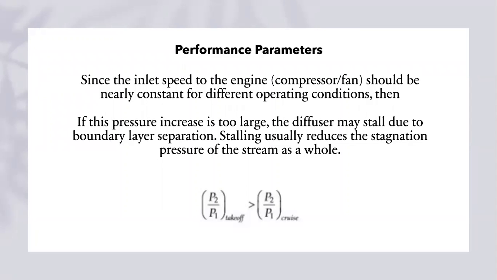Since the inlet speed of the engine should be nearly constant for different operating conditions, if this pressure increase is too large, the diffuser may stall due to boundary layer separation. The stalling usually reduces the stagnation pressure of the stream as a whole. That is, P2 by P1 at takeoff is greater than P2 by P1 at cruise.